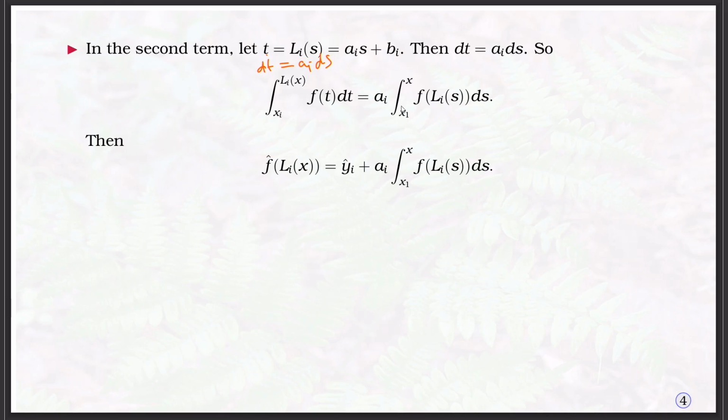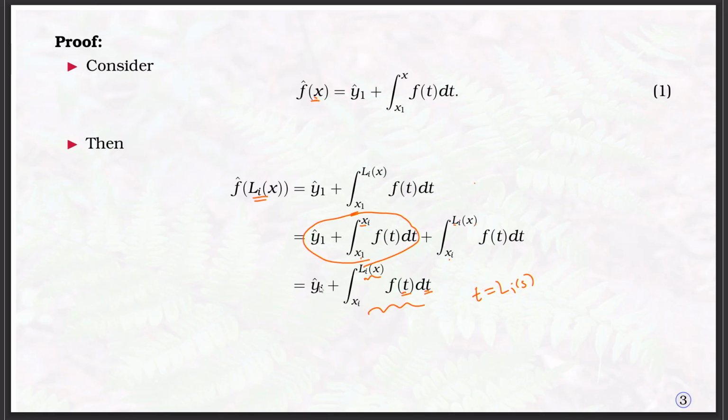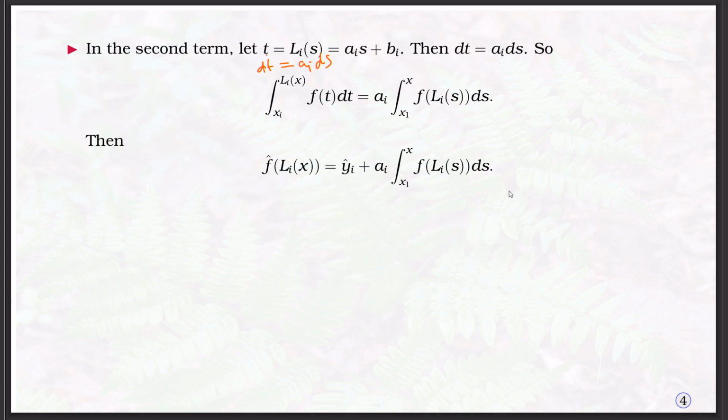While applying the change of variable, the lower limit becomes x1 and the upper limit x. Then f cap of Li of x equal to yi cap plus ai times the integral from x1 to x of f of Li of s ds.